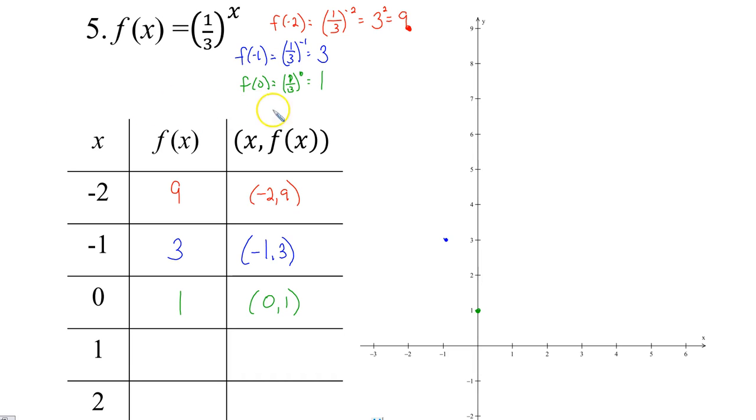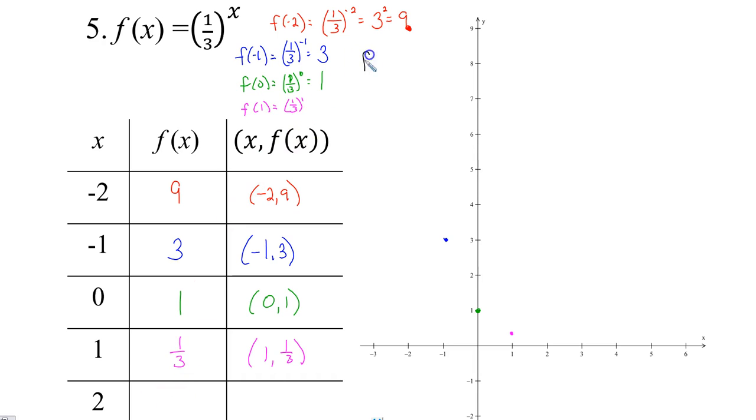When x is equal to 1, I'm going to be finding f of 1. So I have 1/3 to the first power. That's pretty nice. That is 1/3. So I have the point (1, 1/3). So if I graph that, it's going to be about here. These are going to be kind of approximations because those are really hard to graph.